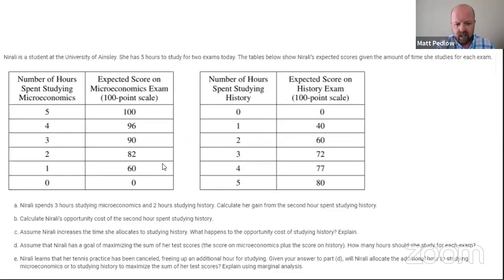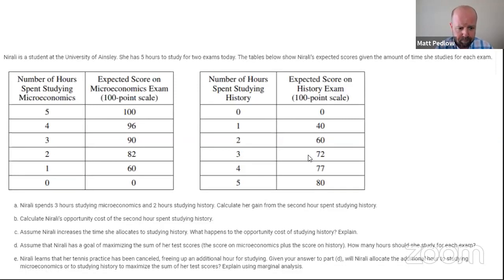And then D, if she has a goal of maximizing her test scores, all you have to do, I'm going to do this really quick, is add these two numbers together. So 5 means she had 0 over here, so 100 plus, right? And then go through, and I think the answer is 2 hours of micro and 3. I think it's 100 and, what is that? 84, 154 points total, and that's the highest you can get on here.